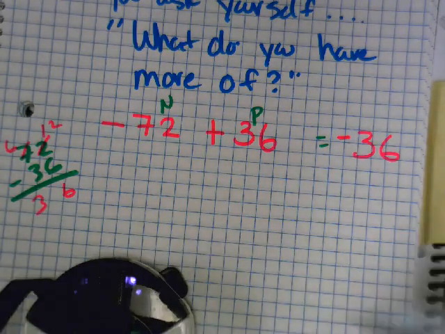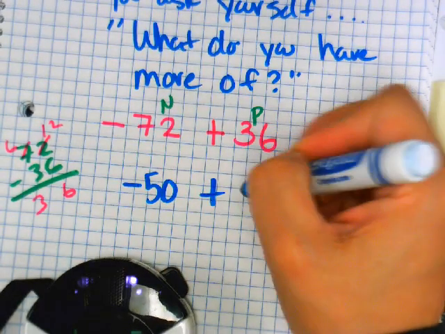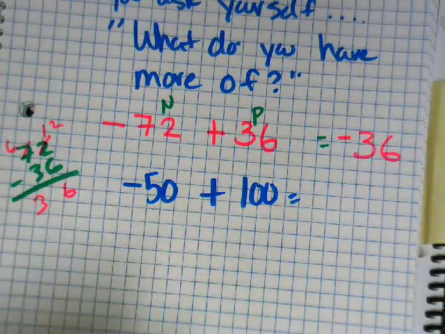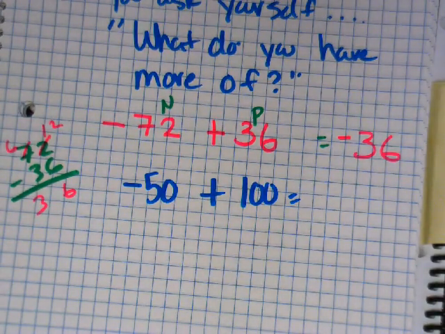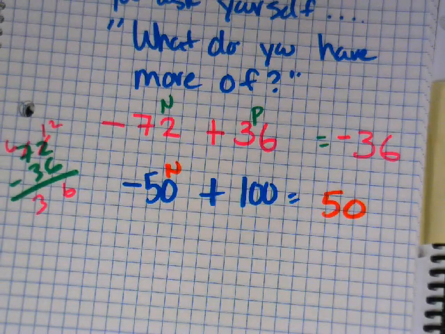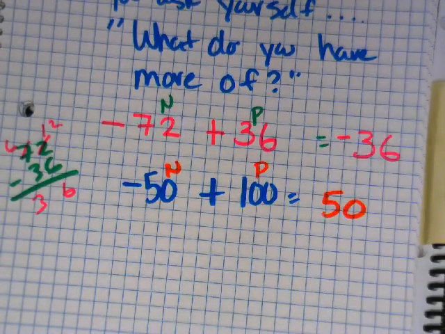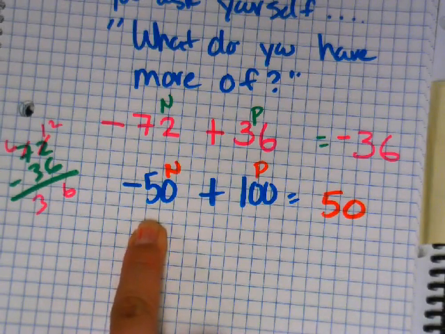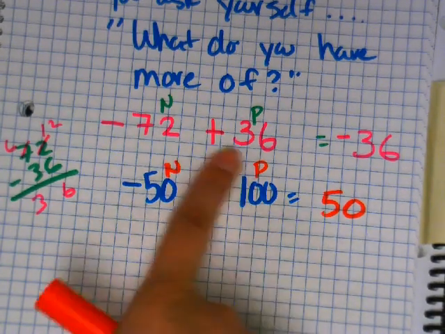All right. Negative 50 plus 100. You first look at the two numbers. Are they the same or different? Different, so you subtract. What's 100 minus 50? 50. Then you ask yourself, do you have more negatives or more positives? Positive, so your answer is positive. Notice that the negative came first, but our answer is not negative. It doesn't matter what came first or second. All that matters is what you have more of.